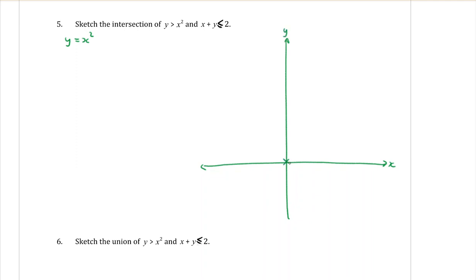Okay, so basic parabola goes through the origin. It goes through 1, 1, and also negative 1, 1. And we want a dotted line for our parabola.